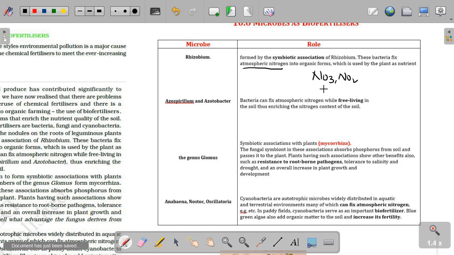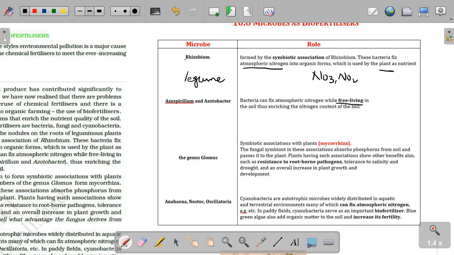Azospirillum and Azotobacter live freely without having any symbiotic association. Okay, so it's different from Rhizobium, because Rhizobium has a symbiotic association with the legume plant. So that means these are free living. Azotobacter are the free-living nitrogen fixers.